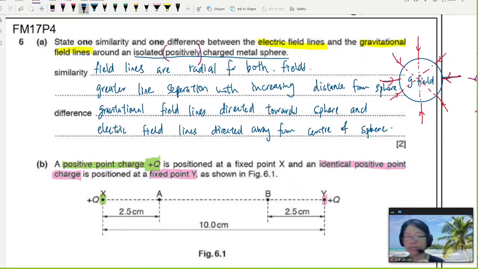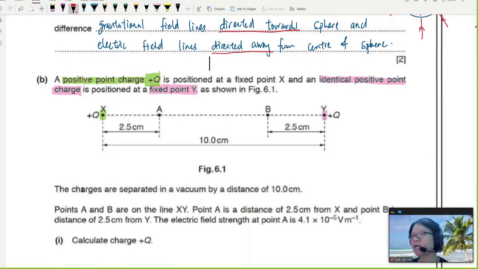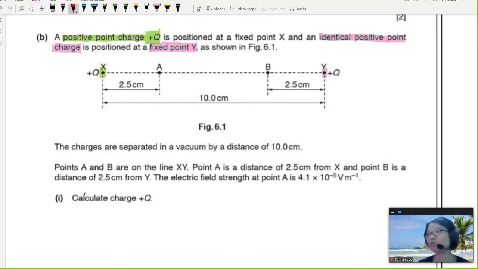Gravitational field lines are directed inwards towards the center of the sphere, and electric field lines directed away from it. So make sure your phrasing is correct: this is about direction, towards, directed away. Okay, next part B. A positive point charge plus Q is positioned at a fixed point X. So we're going to put positive Q at point X here, and an identical positive point charge is positioned at point Y here. A and B are not charges, they are just arbitrary points. The charges are separated by a distance of 10 cm.